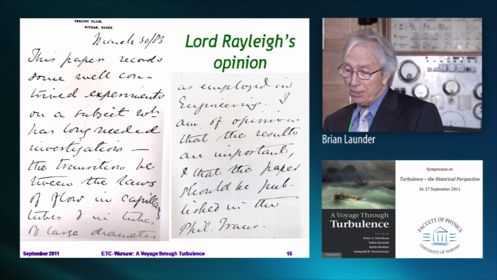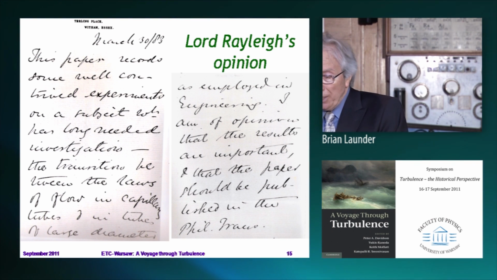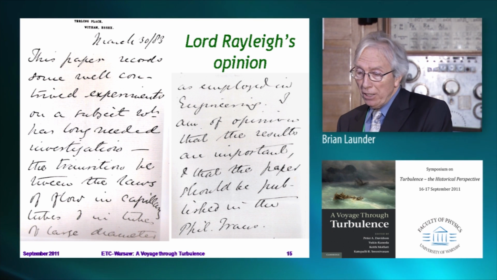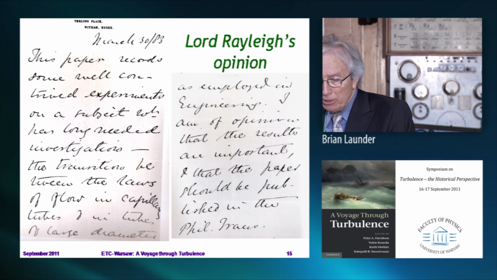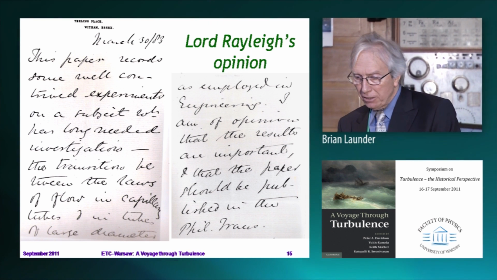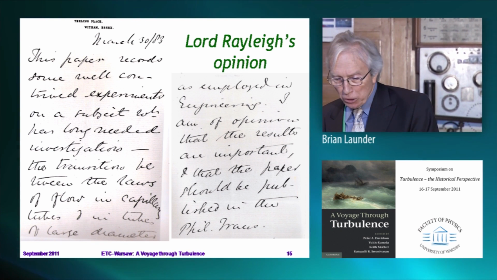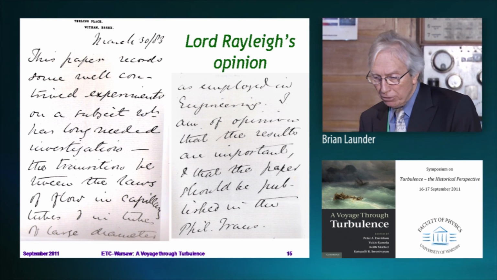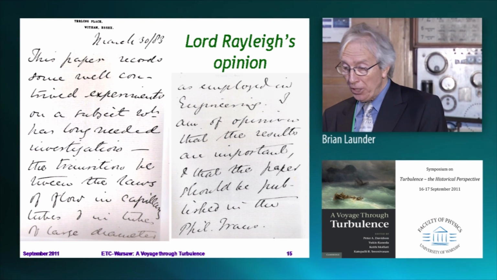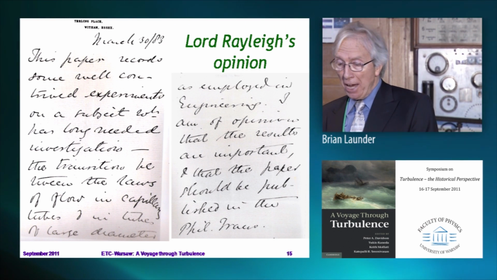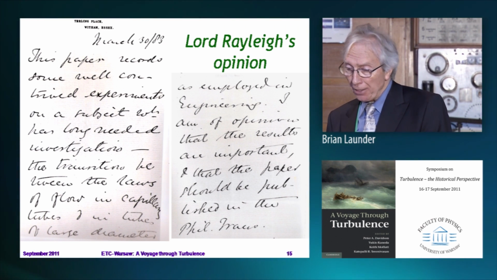Let me read it out. On March the 30th, 1883, Rayleigh writes, "This paper records some well-contrived experiments on a subject which has long needed investigation, the transition between the laws of flowing capillary tubes and in tubes of large diameters as employed in engineering. I am of opinion that the results are important and that the paper should be published in the Phil Trans."